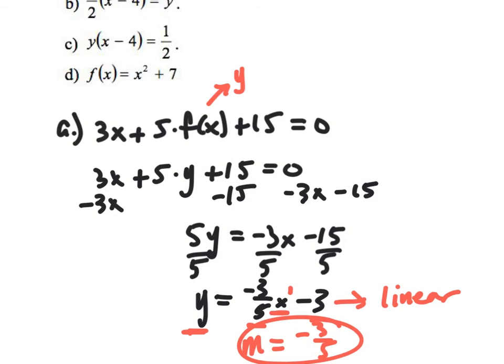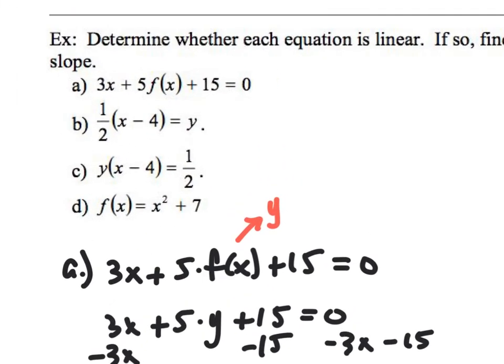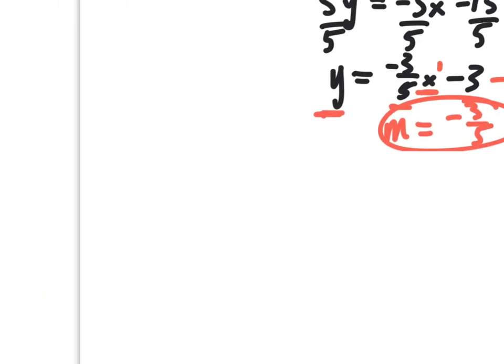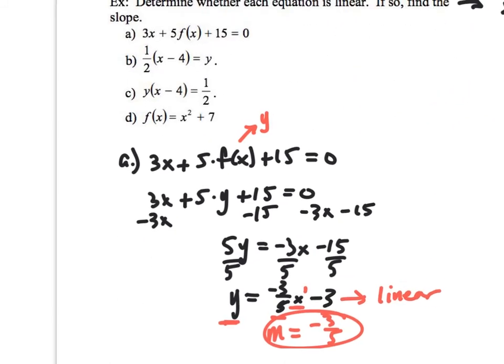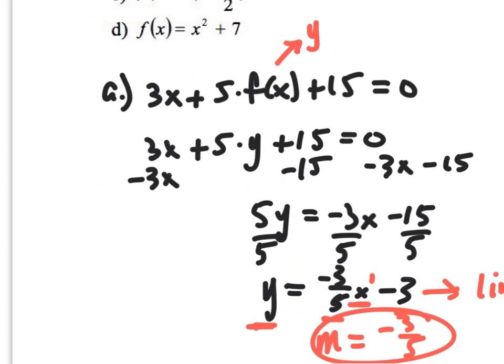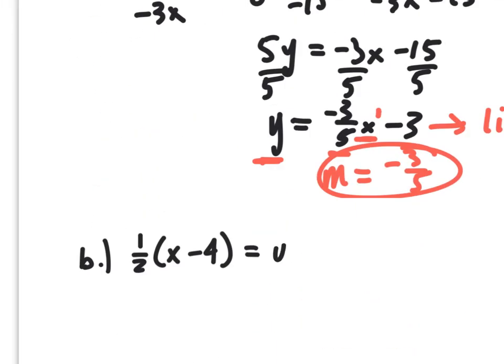All right? Now let's take a look over here at part B. Now let's do part B. I'm going to write that down here. B, that's y equals 1/2 times x minus 4. So 1/2 times x minus 4 is equal to y. All right? Now, because the y is on the right side, that's totally okay. I can switch these around. But before I do that, let's distribute this 1/2.